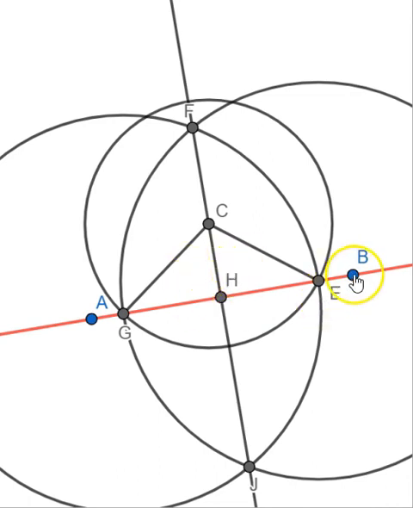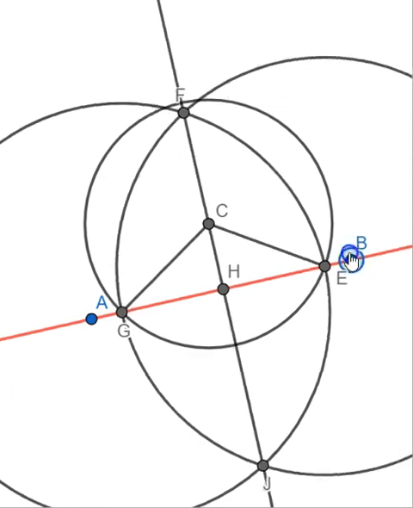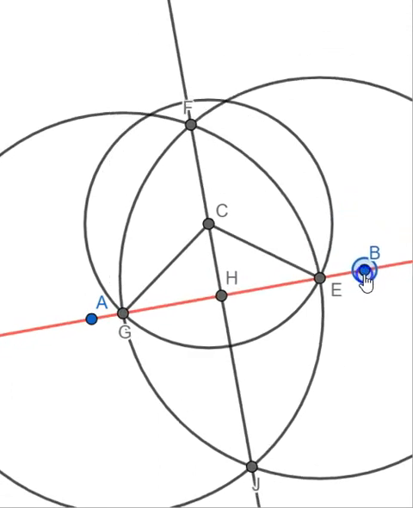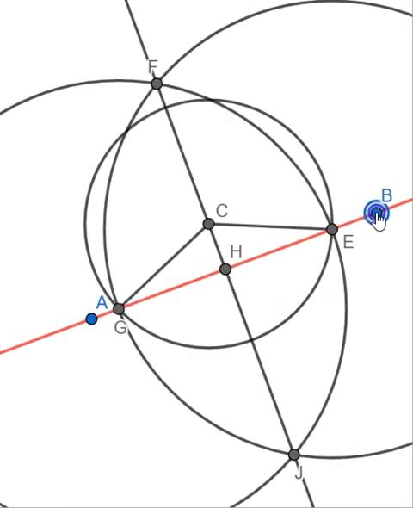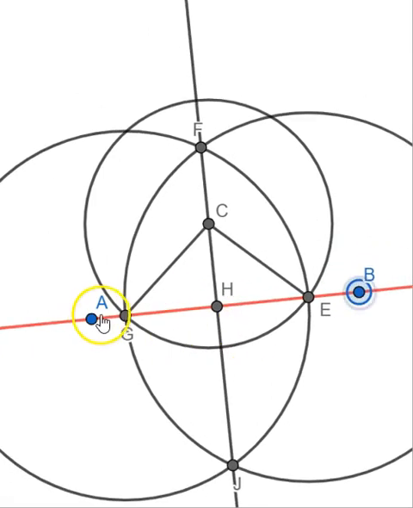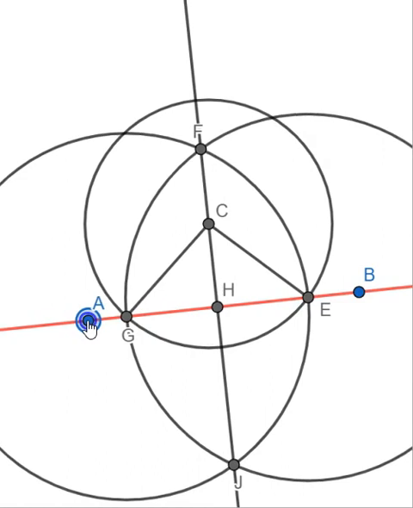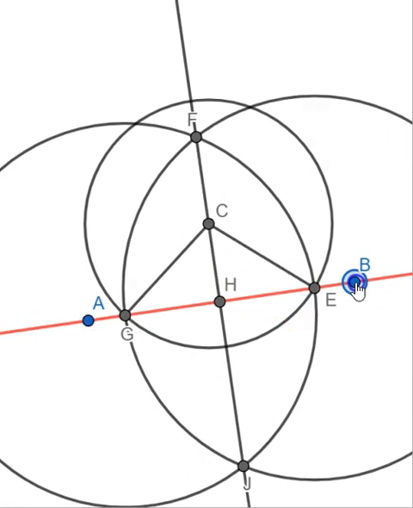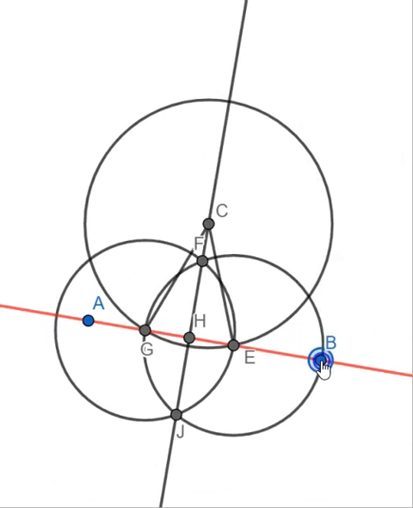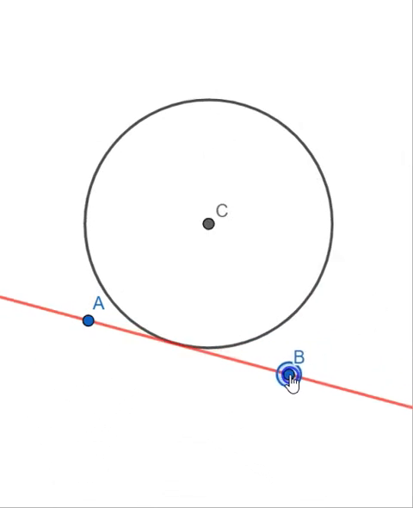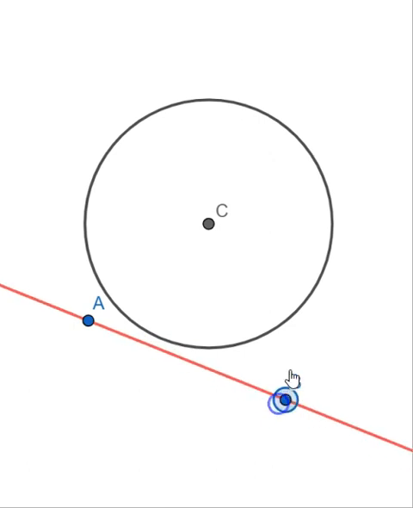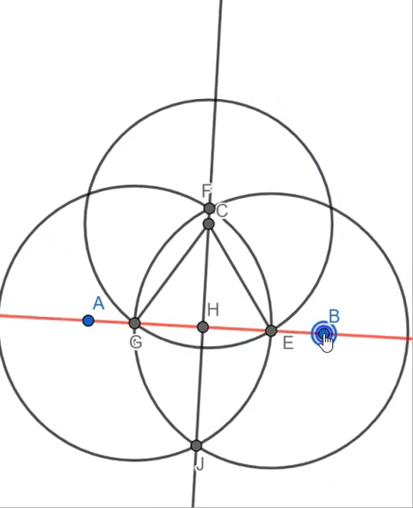Now, as I move this line, you will notice that it remains perpendicular, whether I move A or I move B. But when you are doing this, remember, you can't move it to such an extent that the intersections disappear. This circle is not intersecting this line. So it has to intersect.